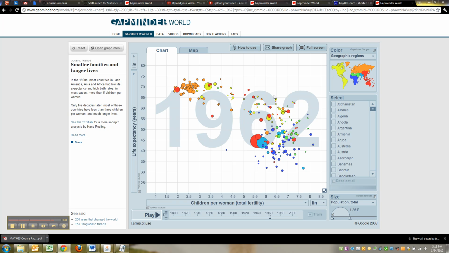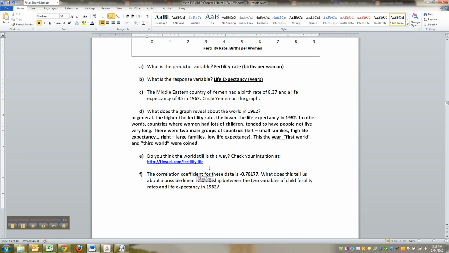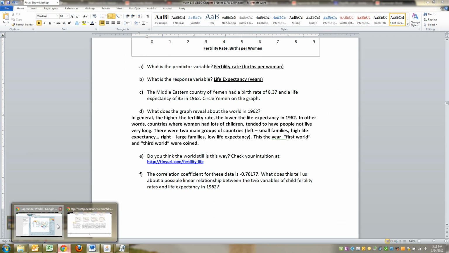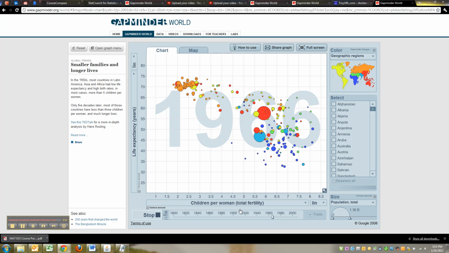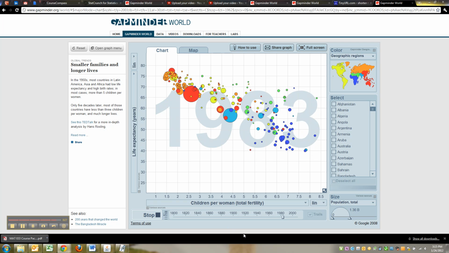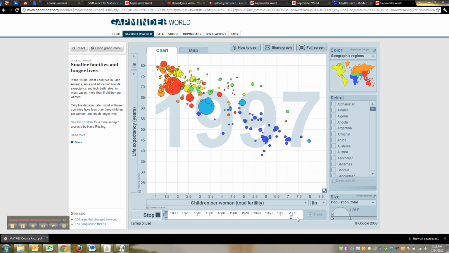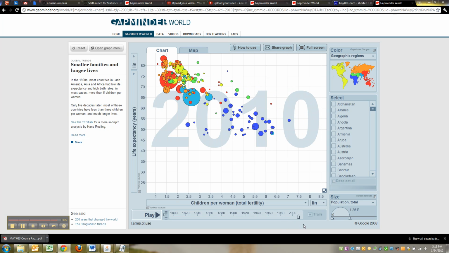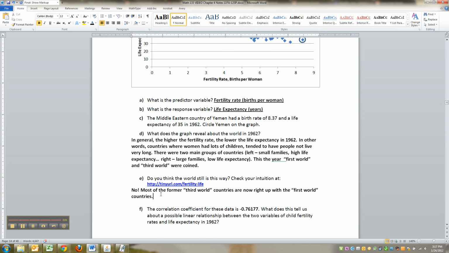There's the third world clump. See it? And then you've got the middle kind of floating around. So is the world still this way? Well, let's press play and see what happens. It's going to work its way through time. You can see the little indicator moving its way down. And then look what happened. This is 2010. Most of the countries that used to be the third world are now right up with us in the first world. Only these countries over here still form a clump. And that's what I just typed here: most of the former third world countries are now right up with the first world, quote unquote.